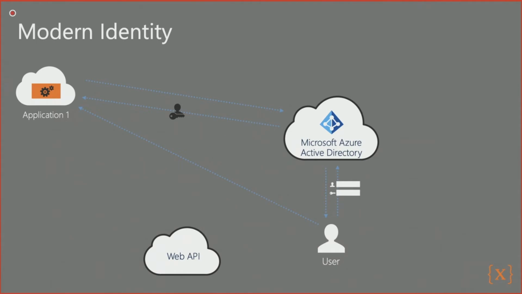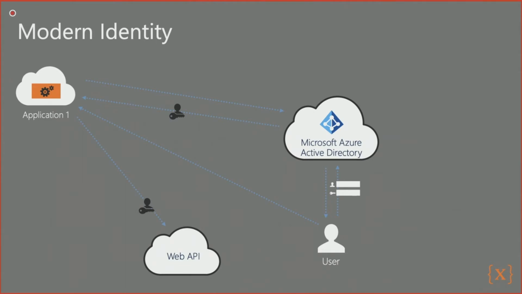So if it's our users who are still local accounts, or if they're bringing their own identity, we have a separate entity that's managing all the security and credential store for our users. And so once I've signed in, the token is sent from Active Directory to the application, and then the application can then use that token to access the web API.